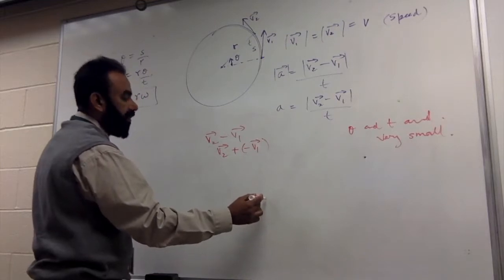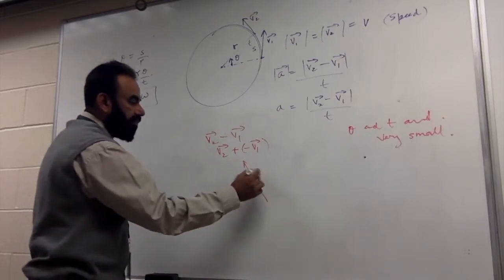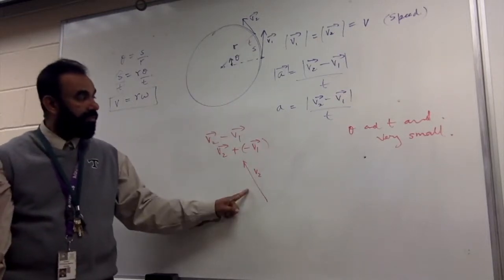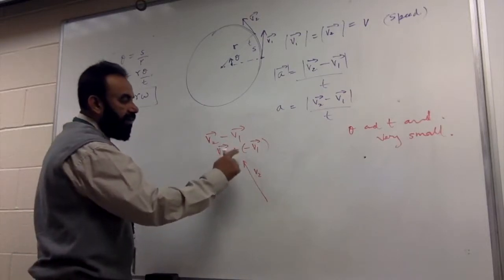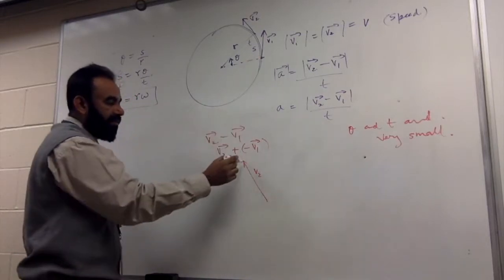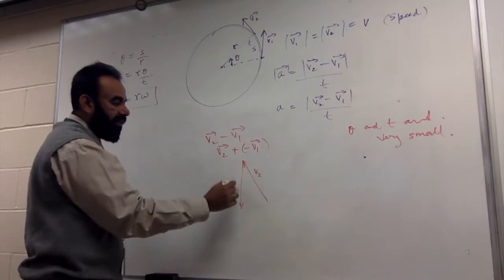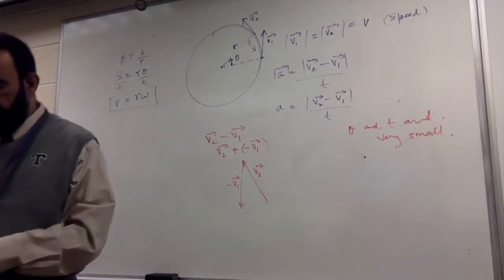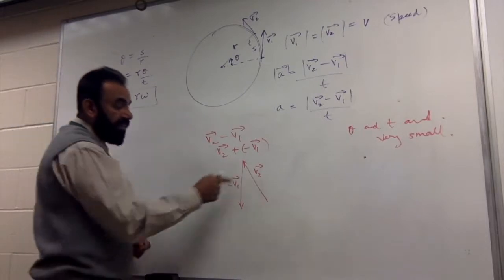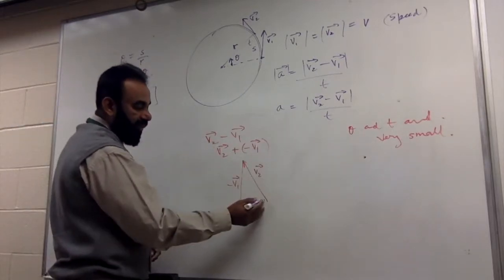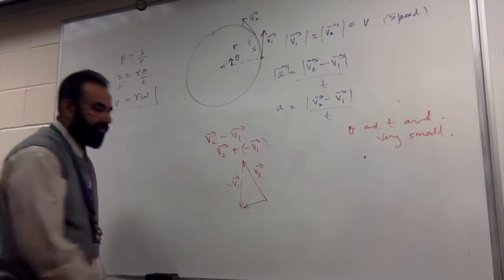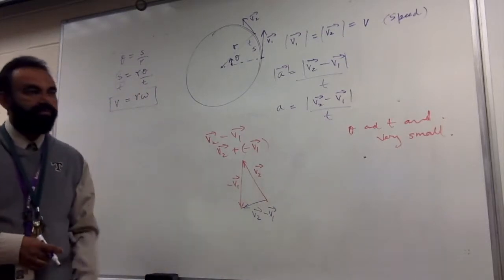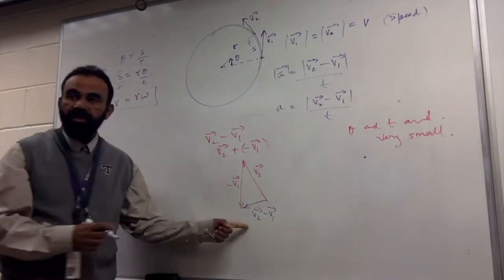Draw v2 first. Here is v2. I've drawn it a little big, but that's v2. And adding what to v2? Negative of v1. So basically it's this. That's negative v1. Now, if you add v2 with the negative of v1, we get v2 minus v1. And where is it? It's right there.